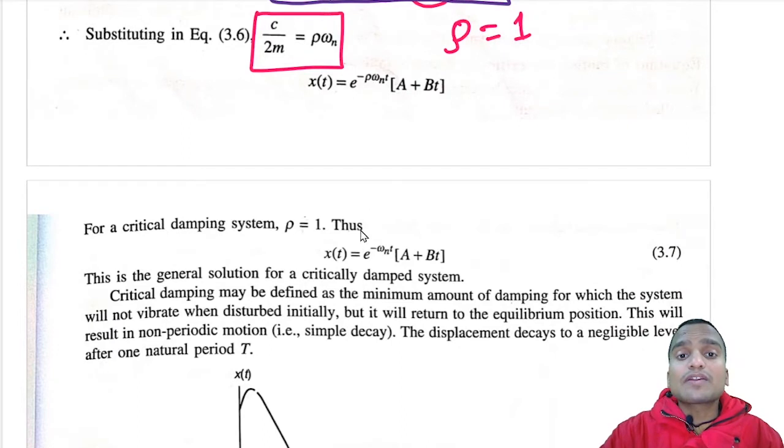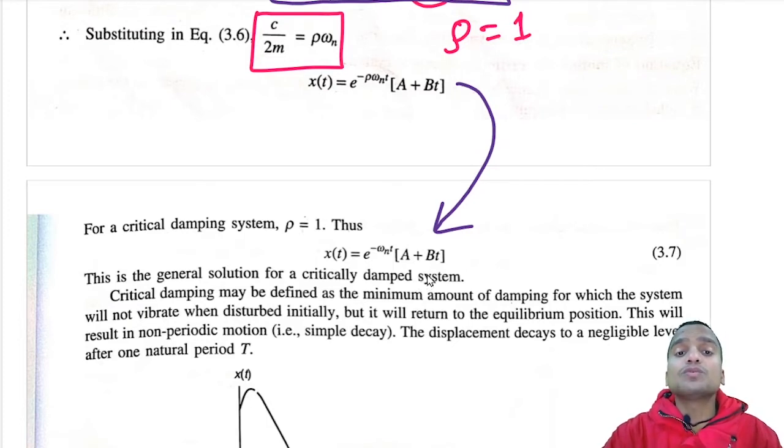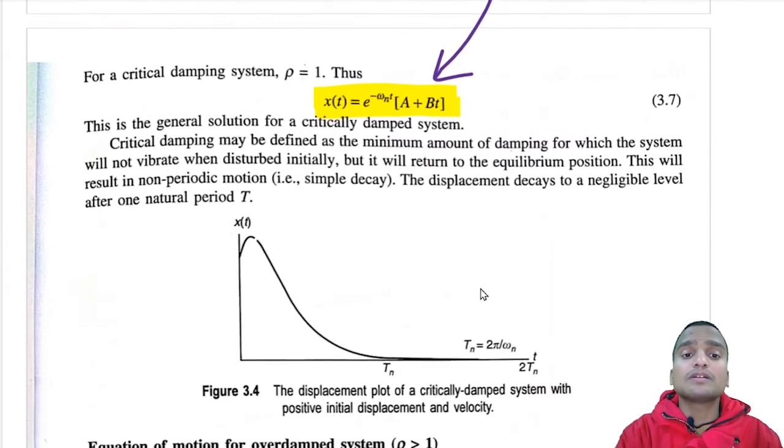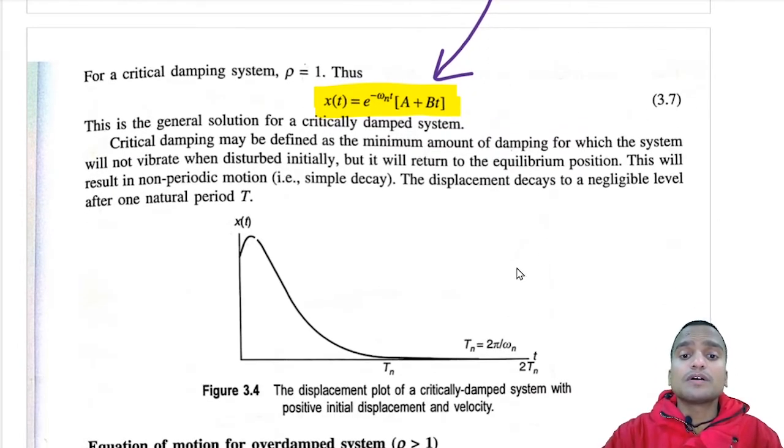So we can write this equation, when rho value is equal to 1, as x(t) is equal to e to the power minus omega n t into (a plus bt). This is the general equation for a critically damped system. And we can plot the graph also here for the critically damped system with positive initial displacement and velocity.